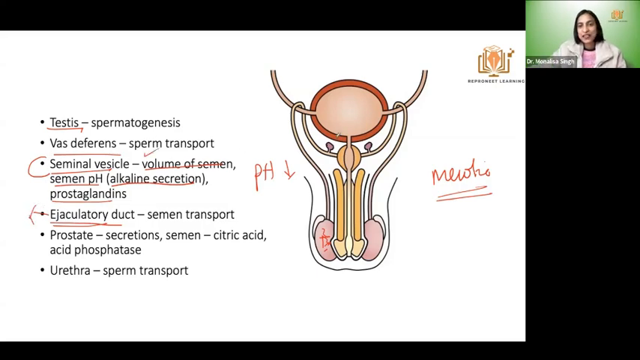So anything that is affecting this part, semen volume will decrease because semen volume comes from seminal vesicles, and pH will decrease because alkalinity also comes from the seminal vesicles. Then the ejaculatory duct, and then the prostate, which also adds to semen a few secretions like citric acid, acid phosphatase. So prostatic secretions will make it more acidic. But majorly, since seminal vesicle is the major contributor, the pH is alkaline. And the urethra is again for sperm transport.